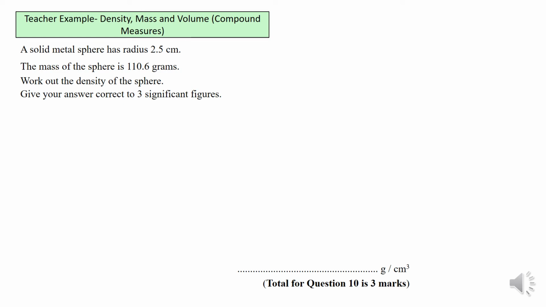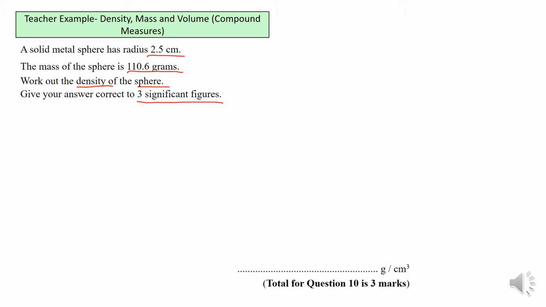Today's homework is on density, mass and volume, which is part of compound measures. So the question reads, a solid metal sphere has a radius of 2.5 centimeters. The mass of the sphere is 110.6 grams. Work out the density of the sphere. Give your answer correct to 3 significant figures.